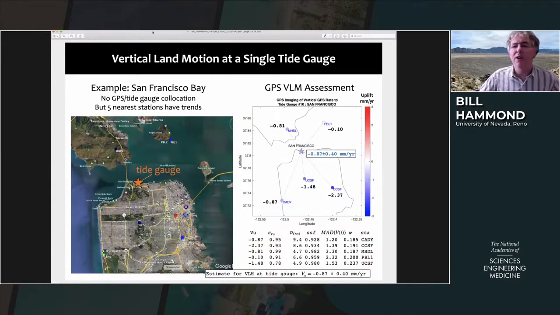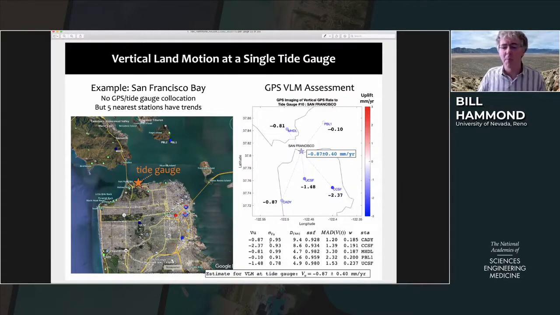And we can also get very, very granular, where if an analyst or let's say a city manager, in this case in San Francisco, was interested in knowing what is the vertical land motion at a tide gauge near the Golden Gate Bridge in the San Francisco Bay, we can pull these numbers out of the analysis. The San Francisco tide gauge has been there close to 100 years, I think. The GPS stations have only been there for a lot less time, but we can look at their vertical rates and see that they're all contributing slightly different rates, but they vary between minus a tenth of a millimeter to minus 1.5 or 2.4 millimeters per year. And we can do the weighted median strategy to look at these different GPS stations, how they contribute, and come up with an estimate for the vertical land motion of the tide gauge.